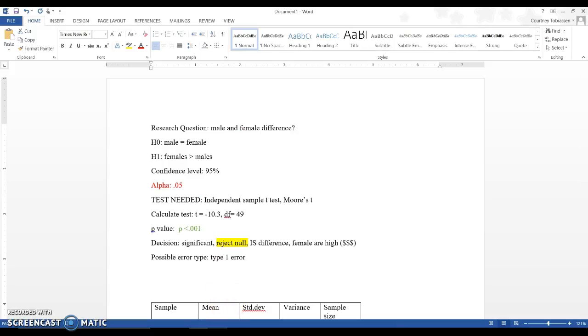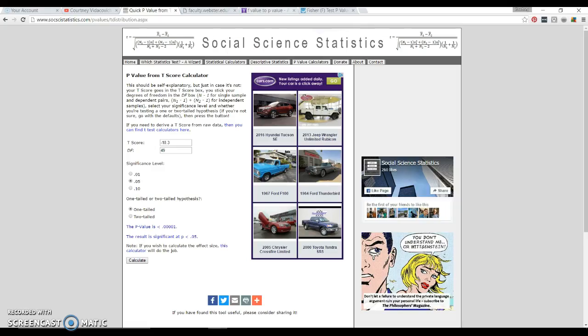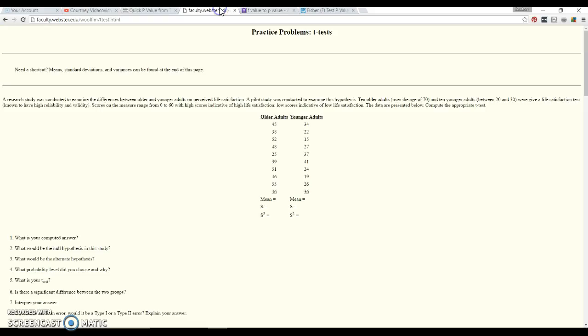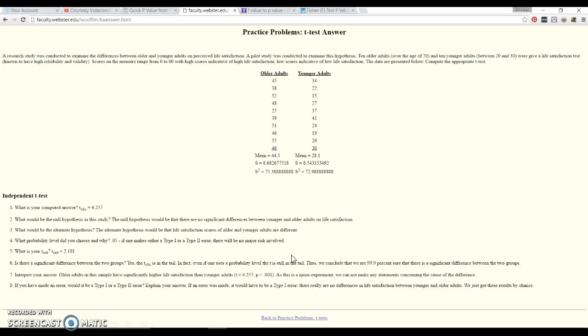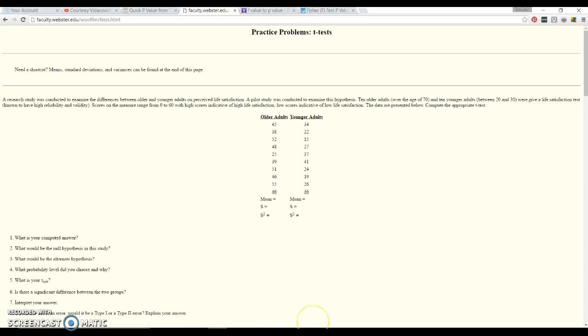To continue practicing, I highly recommend this website right here. It gives you very similar questions to how we've been going through this. It asks you for a t-crit. We're using p-values instead of a t-crit, just FYI. Oh, and awesome, it gives you all of the answers along with that, and then you can go back. So spend some time and practice independent sample t-tests.